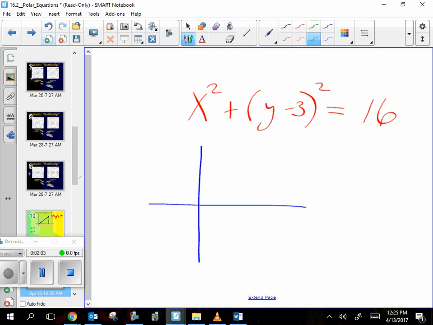Is it moved up or down? It feels like down, but it's on the inside of parentheses, so you can't trust it. So it's been moved up. Yeah, so it's been moved up 3, and it has a radius of 4, so it would look something like that. Does that make sense to you? All right, that's an equation of a circle.